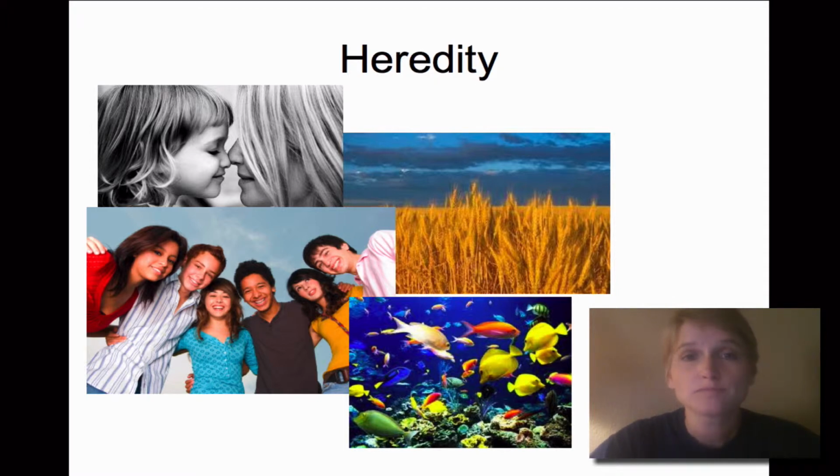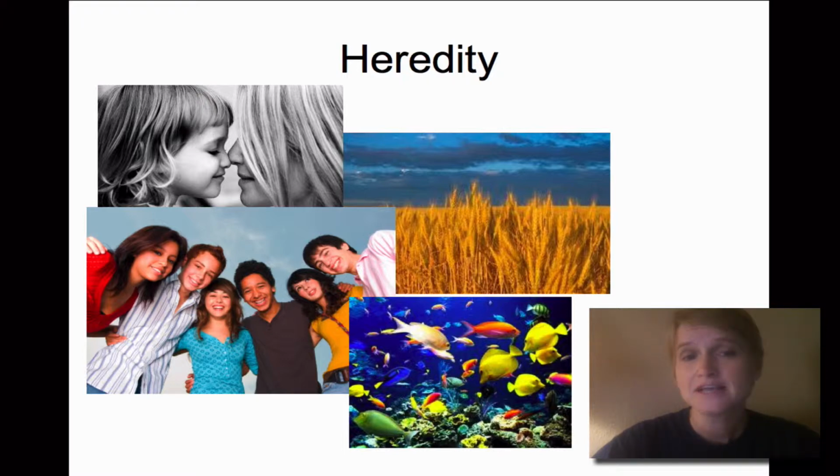Heredity is an important concept in biology. We look at heredity to show us things like why do we look alike? Why do we look like our parents? And then also we look at that and we say, why do we look so different? We have a lot of different friends and they don't look exactly like us, and why would that be?